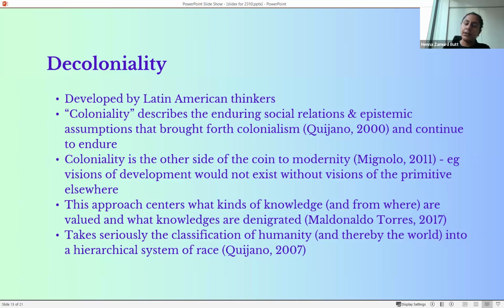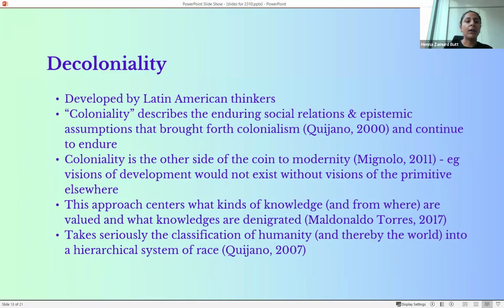And coloniality is the kind of underpinnings of historical and current colonialism. So it's allowed the justification of going to other parts of the world and colonizing them. So it's a way of thinking in that sense. And some of the elements of coloniality include the classification of humanity in a racialized system that puts white Europeans at the top.